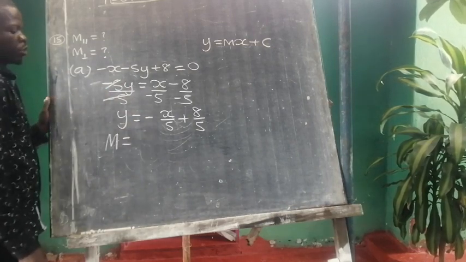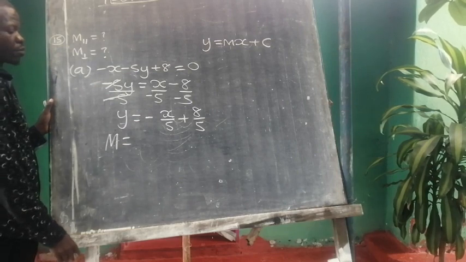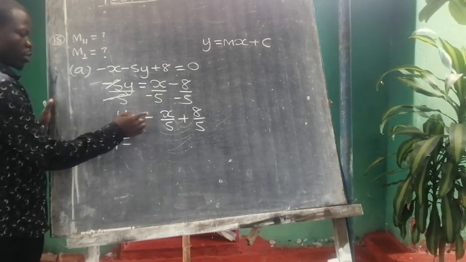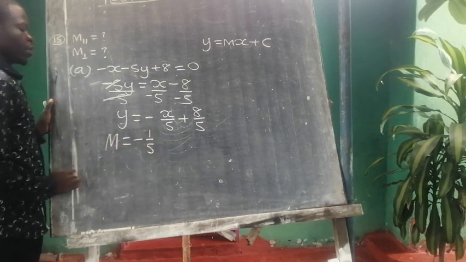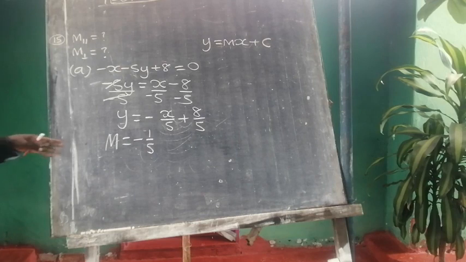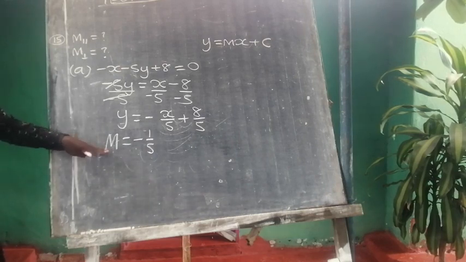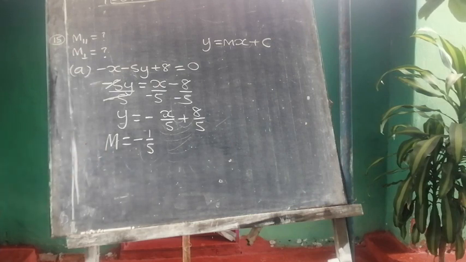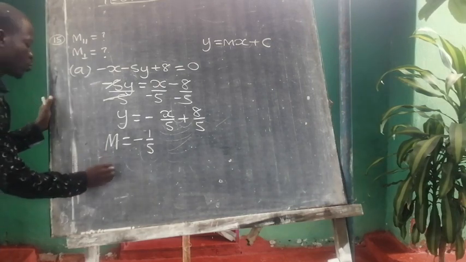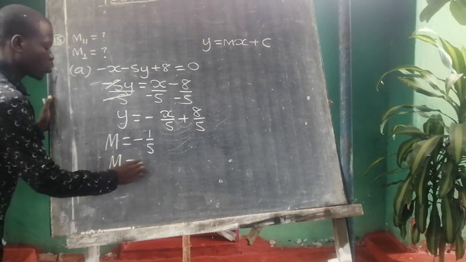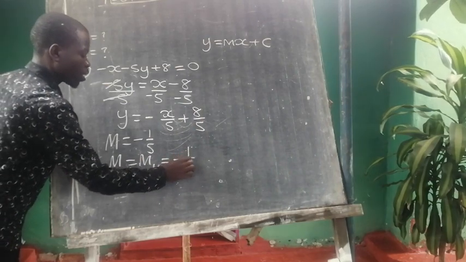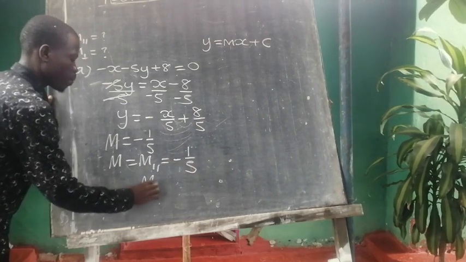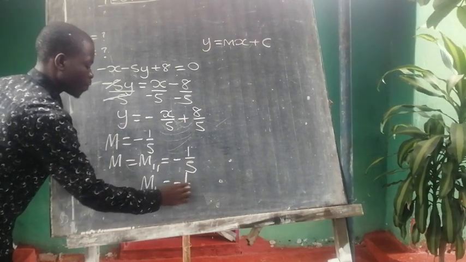So what is the coefficient of x? Negative x over 5, the coefficient of x is negative 1 over 5. So now this is the gradient of the straight line. The gradient of the straight line is equivalent to the gradient of the parallel line. So m parallel equal to negative 1 over 5.